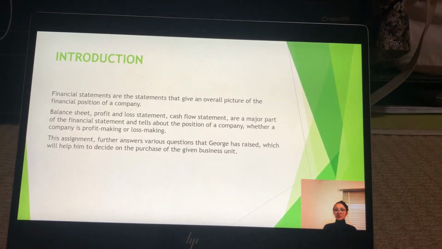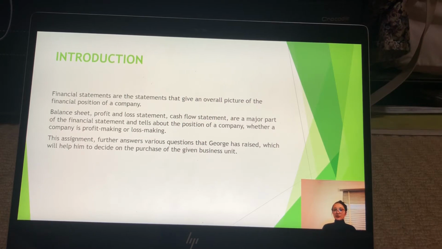In this presentation and this assignment, we are talking about the juror taking advice regarding taking over a business unit, which will help him decide on the purchase of the given unit. First thing we need to know about is the financial statement. Financial statements give an overall picture of the financial position of a company.